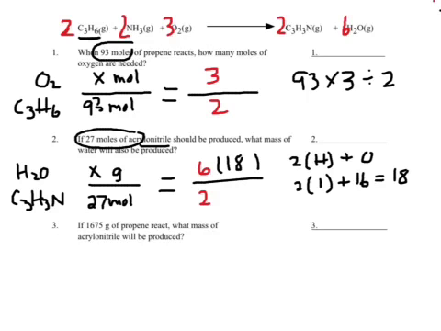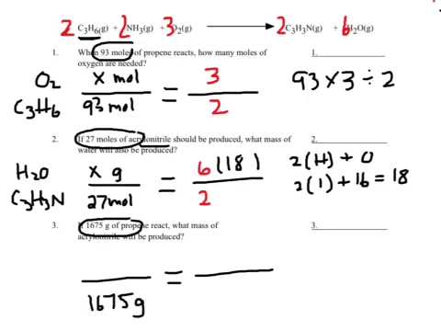Okay, last one is the most complicated of all. So we're going to make the ratio again and take the given information and put that below the bar. So 1675, and those are grams of propene, which again was the C3H6. And then on the top, we're looking for a mass of acrylonitrile, which was C3H3N. So this is our unknown, again in grams. And the next thing we're going to do is put in the coefficients from the equation. So this is a 2, and this is a 2.